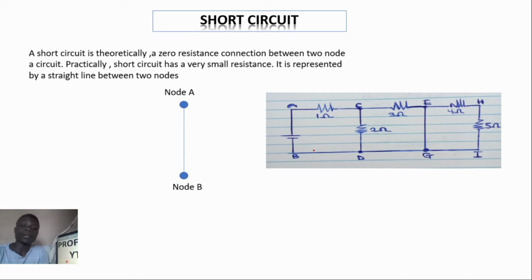This is a diagram of an electrical circuit, and this is the cell. Now we are going to identify which resistance has been short circuited.